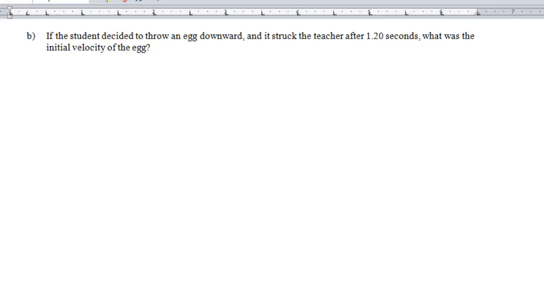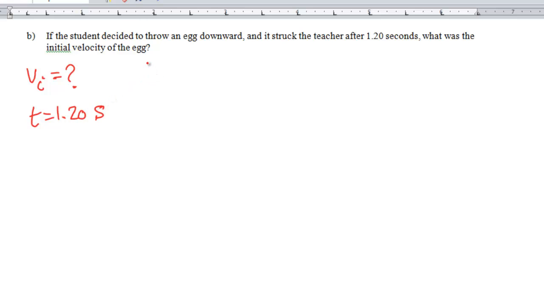Okay, part B of the question asks: if the student decides to throw an egg downward, so instead of initial velocity equal to 0, the student is giving it an initial velocity that is more than 0, and it struck the teacher after 1.2 seconds instead of 2 seconds, what was the initial velocity of the egg? So we're asked to find the initial velocity, and all the other information is the same with the exception of the time. The time now is 1.2 seconds instead of 2 seconds.